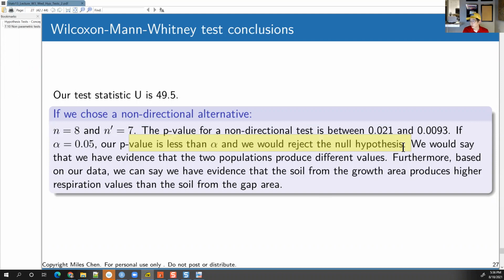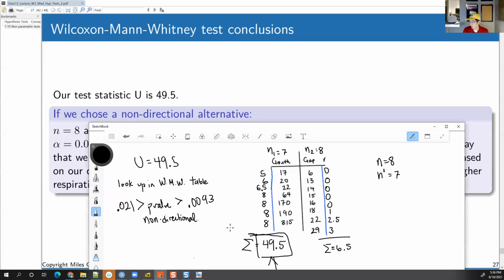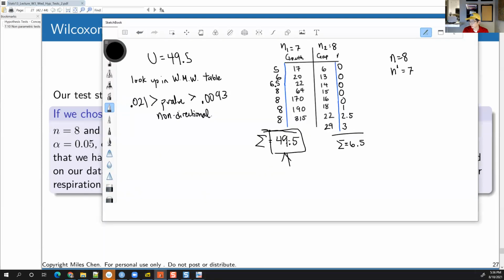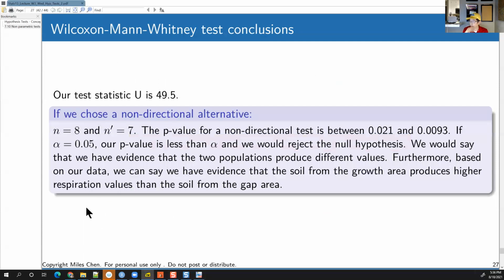And furthermore, because when we look at our data, we see the test statistic for the growth area being 49.5 versus 6.5 for the gap area, we would say, not only are they different, but the growth area produces larger values than the gap area. So our alternative started off non-directional, but you look at the data and you go, oh yeah, the growth numbers are bigger than the gap numbers.